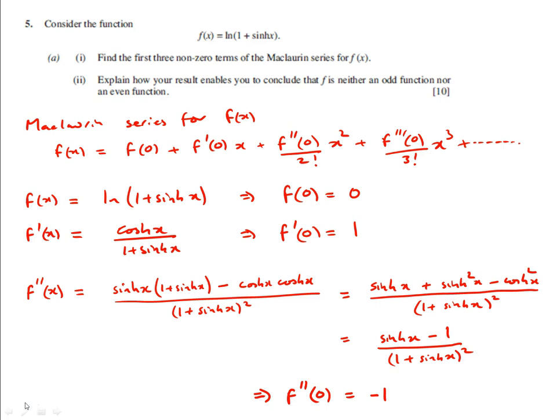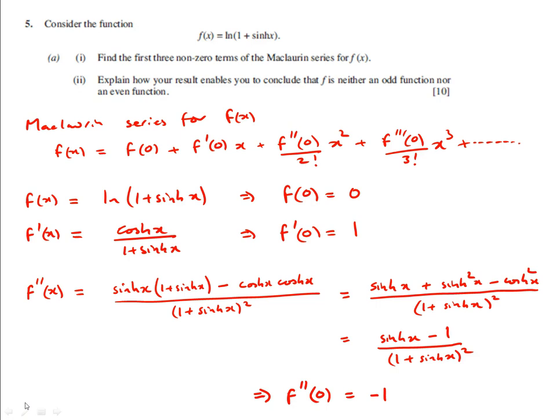Now we're asked in the question for the first 3 non-zero terms of the Maclaurin series for f of x. So what we've got for the moment for the Maclaurin series is 0 plus 1 times x plus minus 1 over 2 factorial times x squared. So what we've got at the moment is x minus a half x squared. We've only got 2 non-zero terms. We're going to have to find the next non-zero term in the Maclaurin series. So we're going to need the third term in the Maclaurin series, certainly.